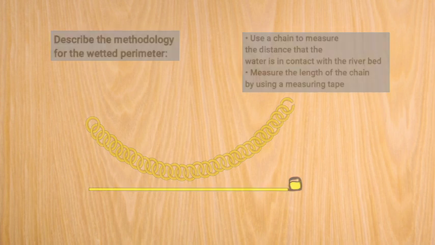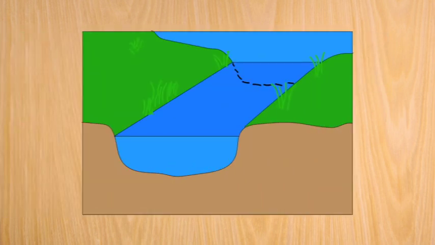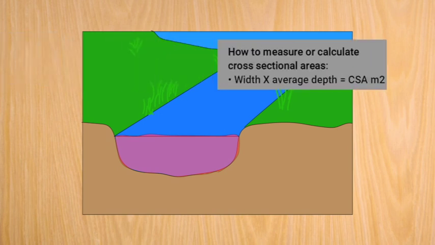We may also be asked to show how to measure the cross section of the area, which is the amount of discharge in the area. This can be obtained by using a simple calculation of multiplying the width with the average depth.